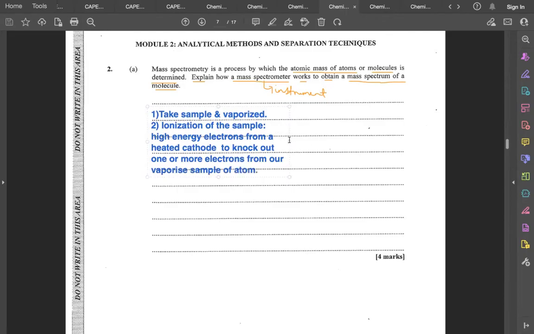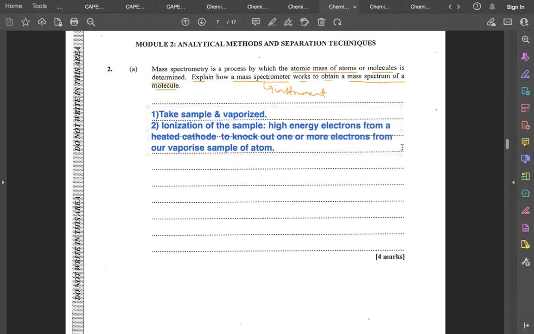So just to see where we are now, first we take our sample and we vaporize it, we put it in the vapor phase. Then the next step is ionization of the sample. Inside of the mass spec, there is a heated cathode that provides high energy electrons, and you bombard your vaporized sample with those electrons. That will knock out one or more electrons from our vaporized sample, and it will form positive ions, because we knocked out an electron, so it has a net positive charge now.